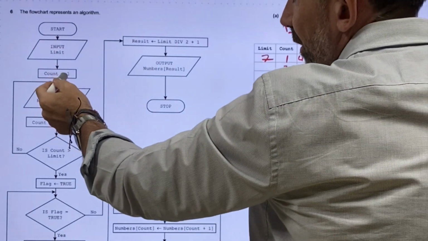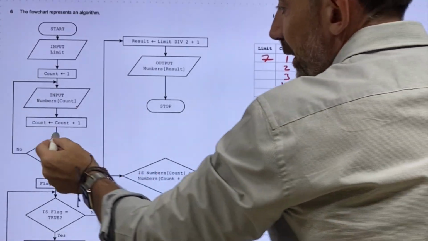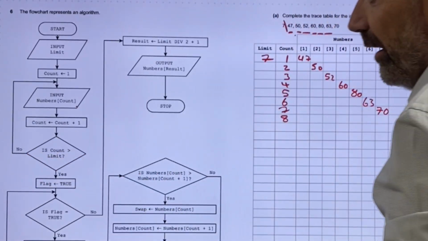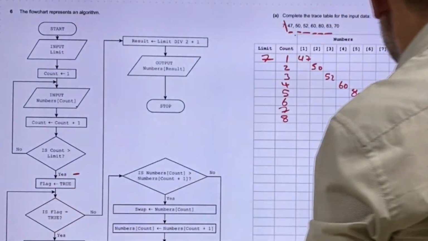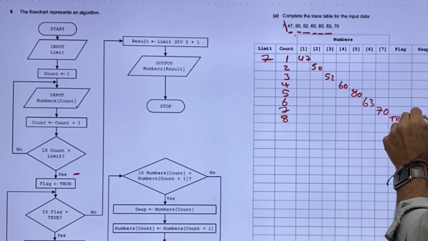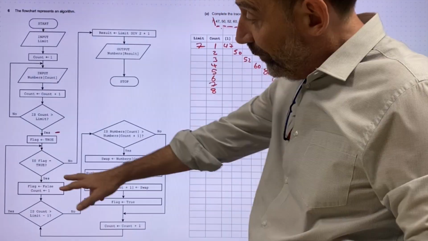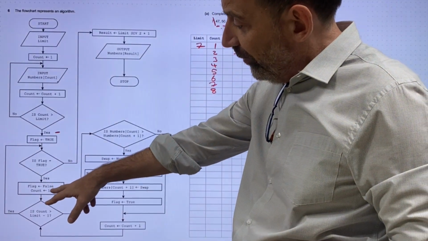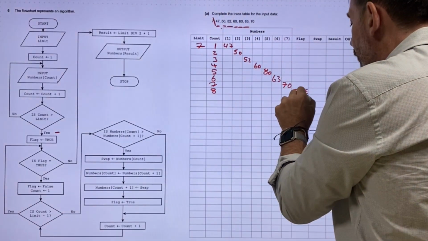Put in 70. Count equals count plus 1, so that must be 8. Is count greater than limit? It is now. Yes, it is. So flag becomes true, gets assigned the value true. Does flag equal true? Well, yes, it does. So flag gets assigned the value false.